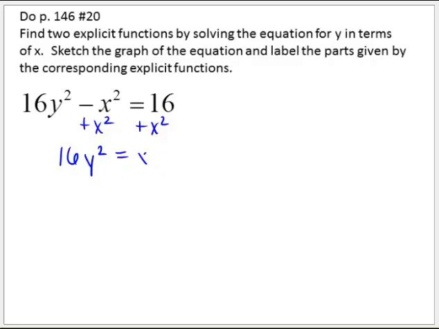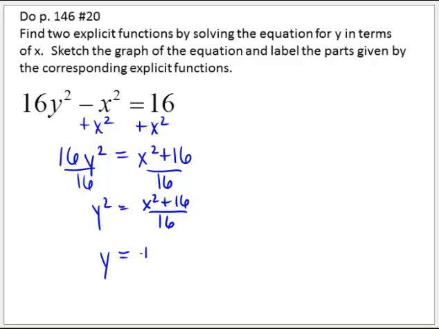I end up getting x squared plus 16. I'm going to divide by 16 on both sides. y squared equals x squared plus 16 divided by 16. And then I'm going to square root both sides, so I end up with the function plus or minus, or the two functions, I should say. Together they aren't a function, they're actually a hyperbola. So plus or minus the square root of x squared plus 16 all over 4, because the square root of 16 is 4.